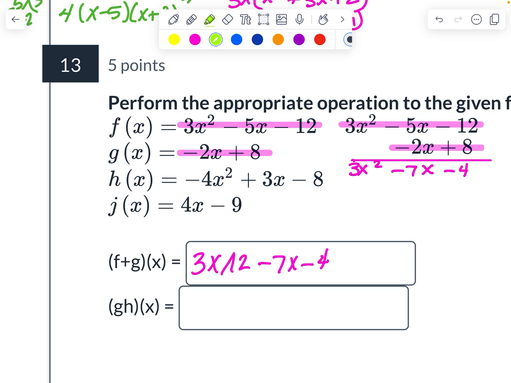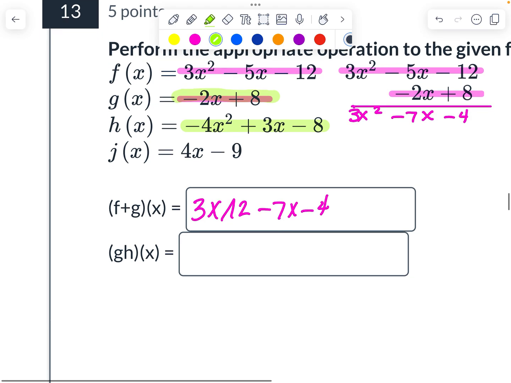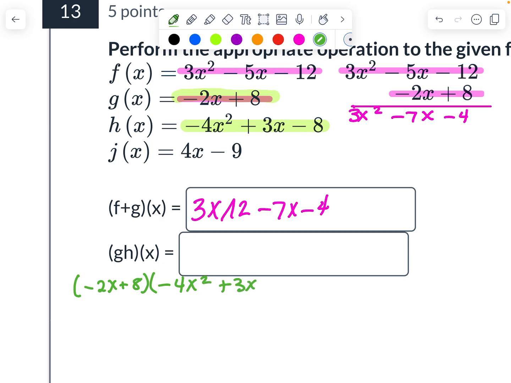The next one, we are going to take, what do we have? We have GH. We're going to take G, and we're going to multiply it by H. So we're going to take G, and I'll write this out. We're going to take G, which is negative 2x plus 8 times H, which is negative 4x squared plus 3x minus 8. And we're going to distribute.